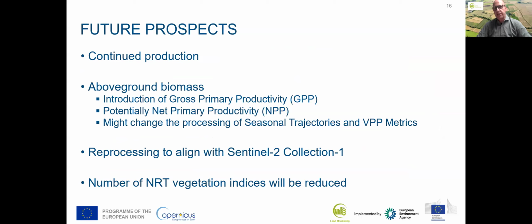The future prospects are that, of course, the current production will be continued, but also that the above ground biomass will be added. The current productivity layers are an index type of measure for the productivity. But in the future, also the GPP and NPP, which are more biophysical metrics, will be added. Also, a reprocessing of the Sentinel-2 archive has recently been done, so that will also be used for doing a full reprocessing.